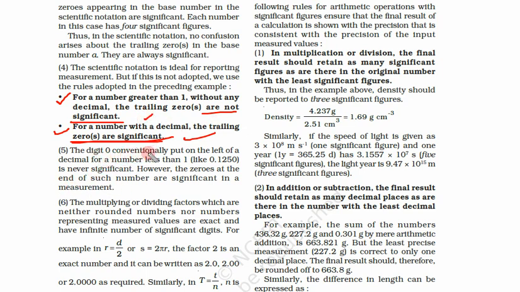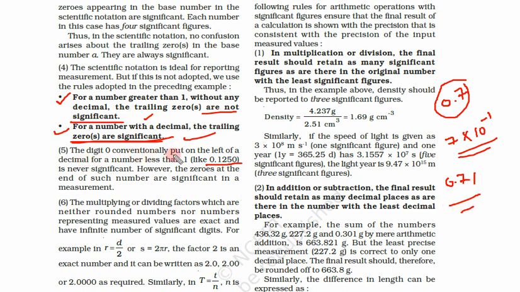The digit 0 is conventionally put on the left of the decimal for a number less than 1. So, if we are not using scientific notation, how will we report these? Sometimes it is not very convenient to write 7 into 10 to the power minus 1. It is much more convenient to write 0.7. Generally, this power minus 1 is not written; we directly write 0.71 or numbers like this.